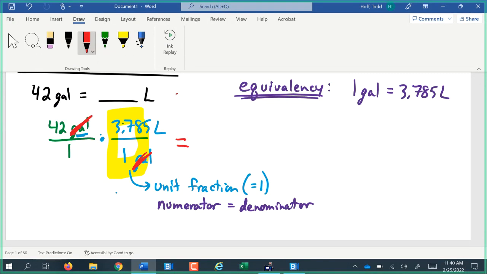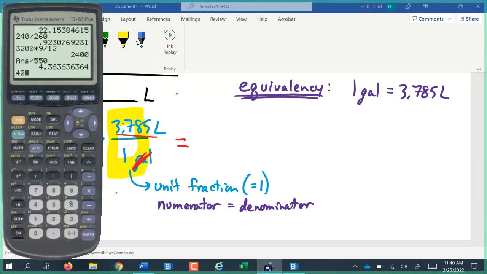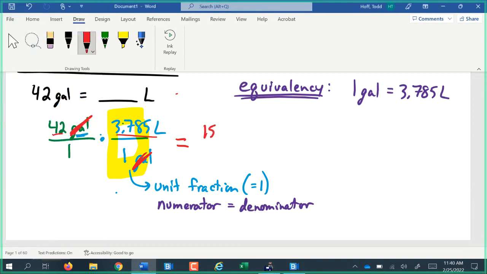And now we can go ahead and multiply 42 times 3.785. Gives us 158.97. And that unit on top is liters. On bottom, we have 1 times 1, which is just 1. So that ends up being 158.97 liters. So there we were going from a larger unit to a smaller unit.